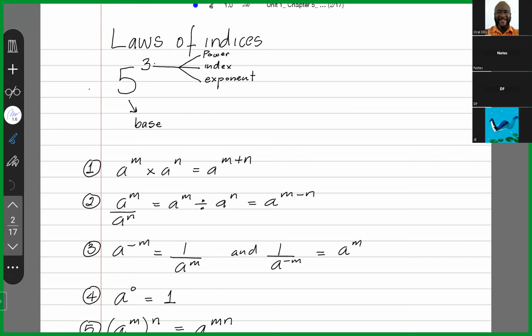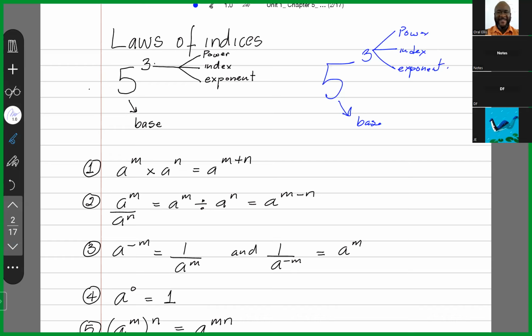And the first thing I want to point out is that if you have a situation where you have a number raised to a power, the number is called the base, and the superscript number is called the power or index or exponent. And of course, indices is the plural of index.